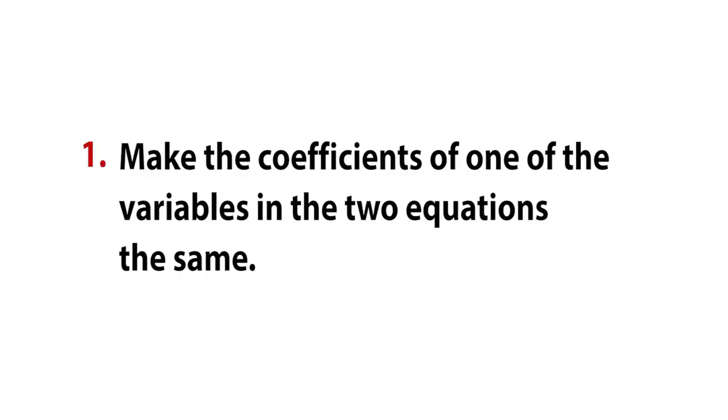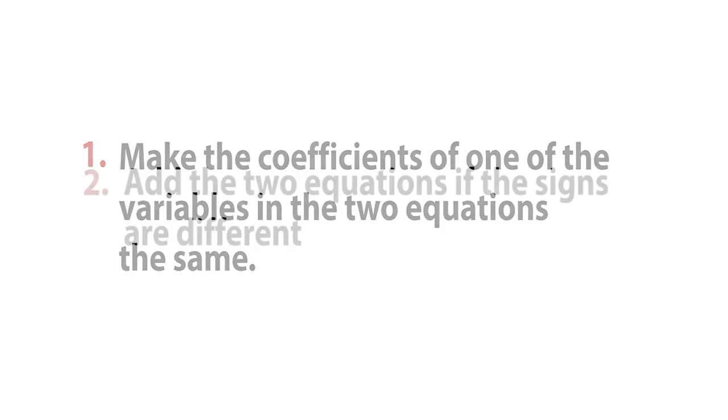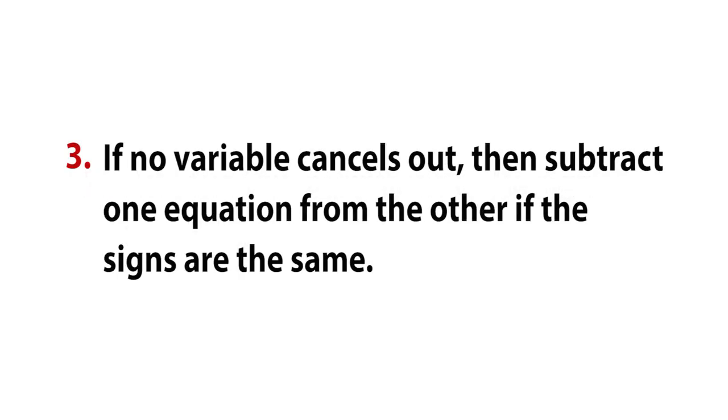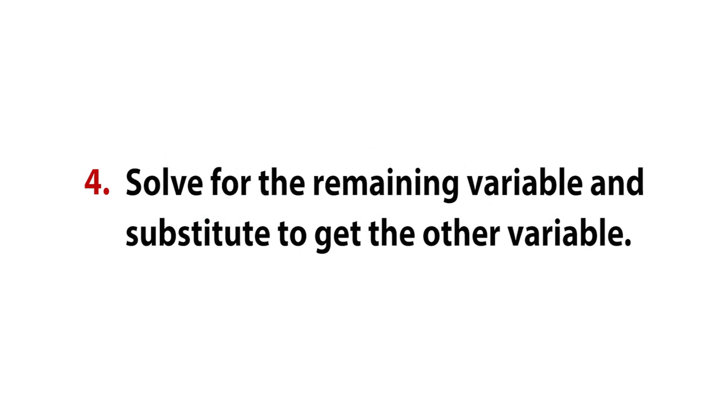First, we make the coefficients of the variables in the two equations the same. Then, add the two equations if the signs are different. That is, if one is positive and the other negative, so that one unknown variable will cancel out. But if no variable cancels out, then thirdly, we have to subtract one equation from the other. Solve for the remaining variable and substitute to get the other variable. Let's take an example and go through the steps one after the other.